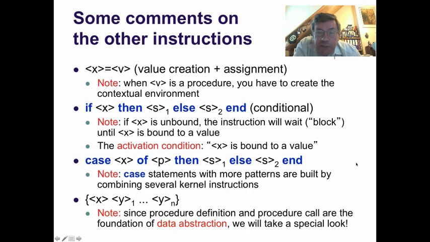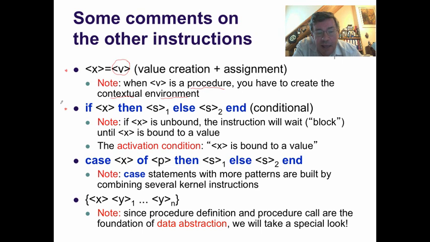I'm not going to explain the other instructions in complete detail, but I will give you some comments on them to help you understand them. So for example, here, x equal v, the value creation assignment instruction. V can be either a number, a procedure, or a record in our kernel language. For each of these three cases, we have to create this value in memory and then bind it to the variable. Note that when v is a procedure, you have to create its contextual environment. That's for the x equal v.